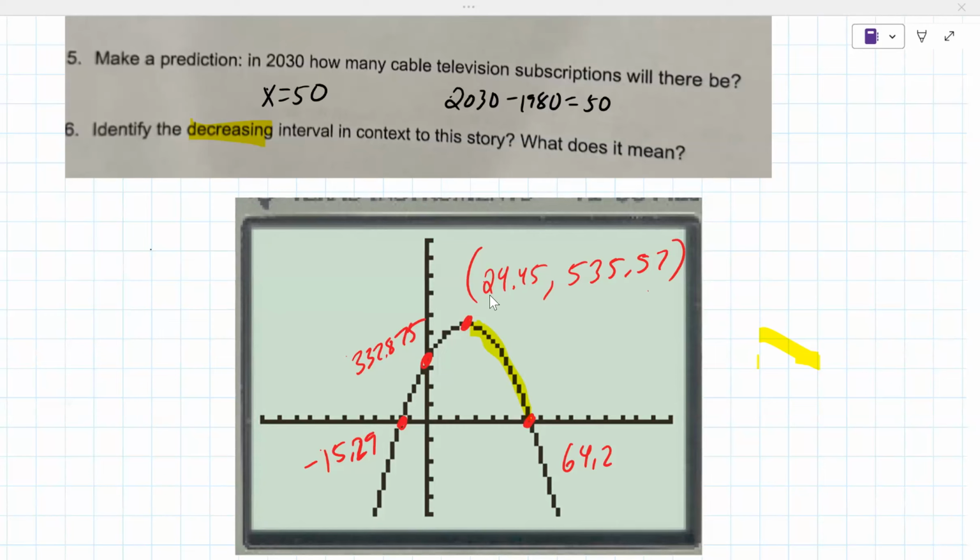So the decreasing is from the x value of the vertex all the way down to 0. Is it from 24.45 to 64.2? Perfect. What does it mean? It means that cable subscriptions are on the decline.